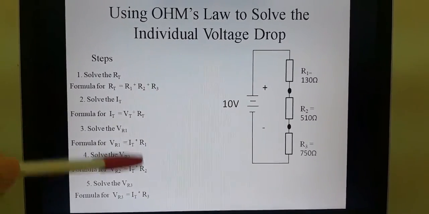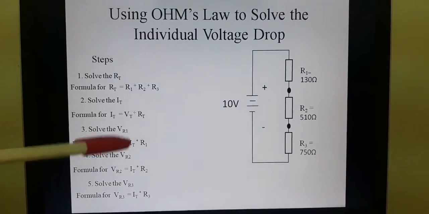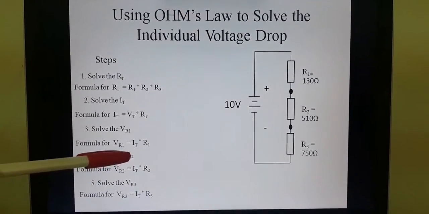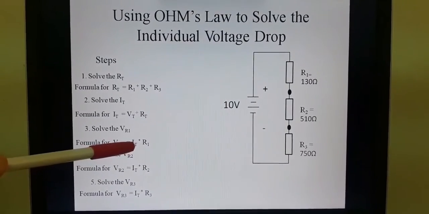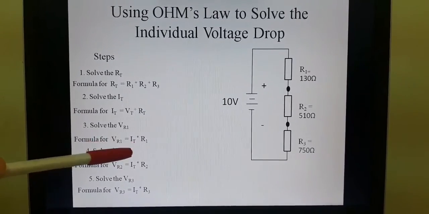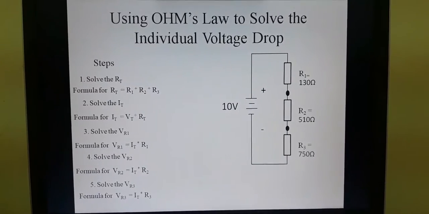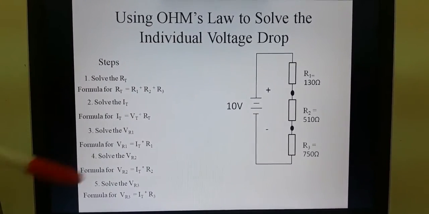Why all IT? Again, it was explained in our topic last week that in series circuit, the current throughout the circuit is the same. So IT is equal to IR1 equal to IR2 equal to IR3. Okay? Just a simple reminder of these formulas.